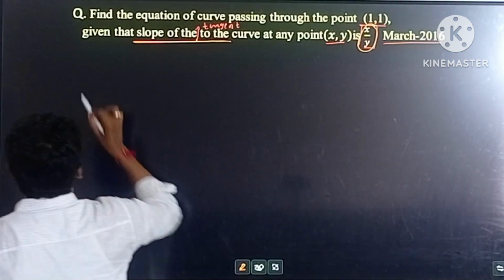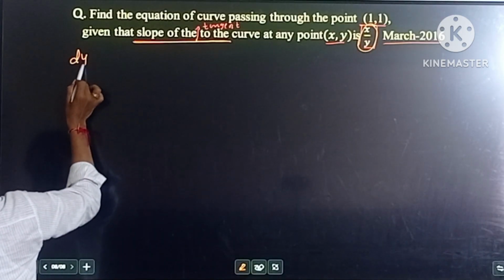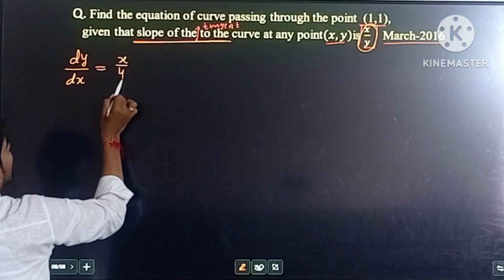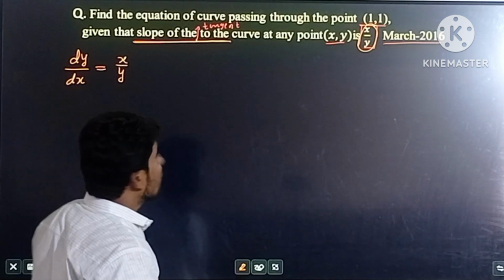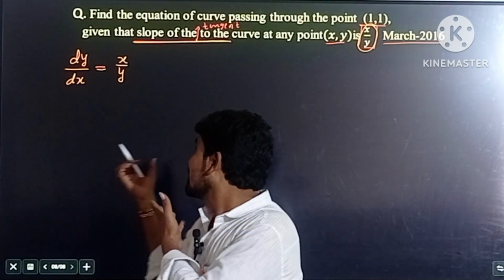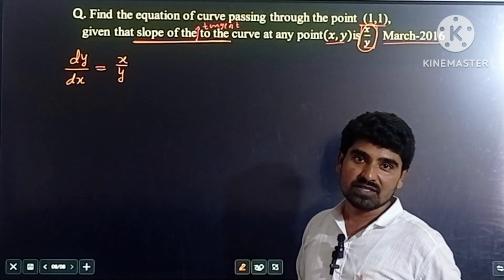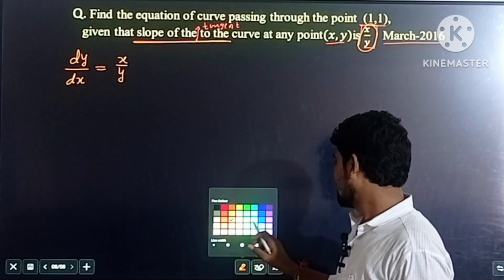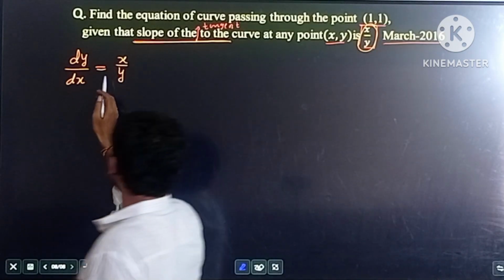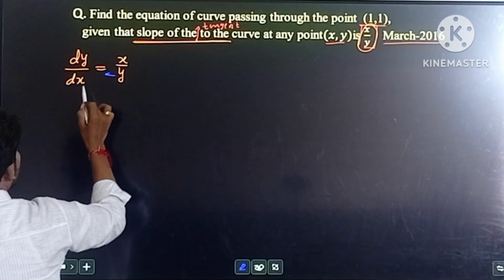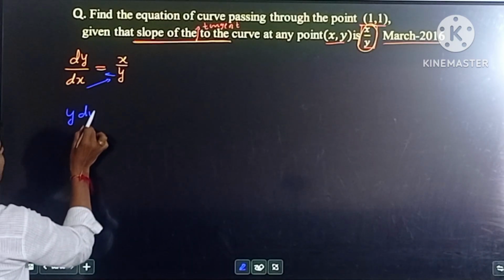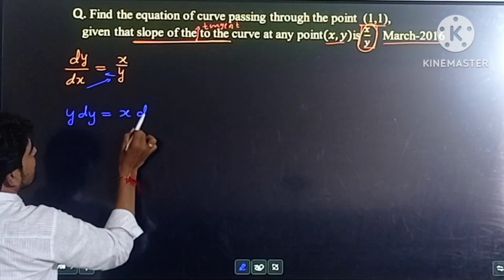It means dy by dx is equal to x by y. I hope all of you understood. So we found a differential equation from the given information. What is the next step? Separate the variables. So here, shift this y towards the left side and dx towards the right side. It becomes what? y dy is equal to x into dx.